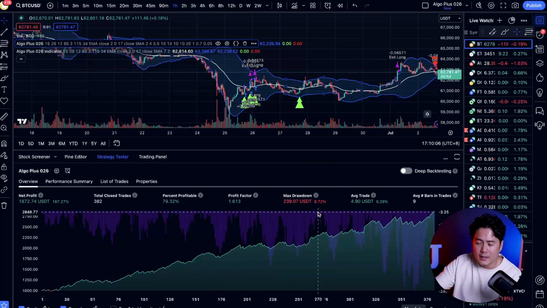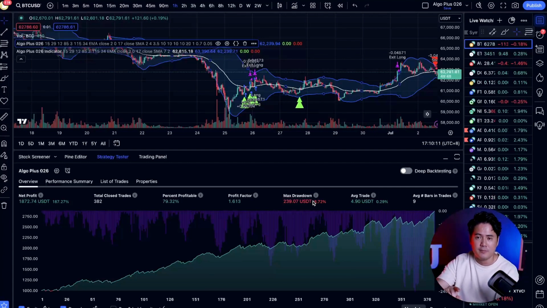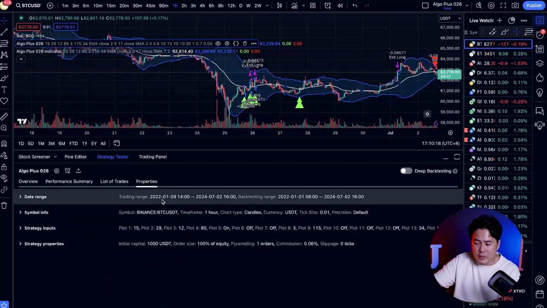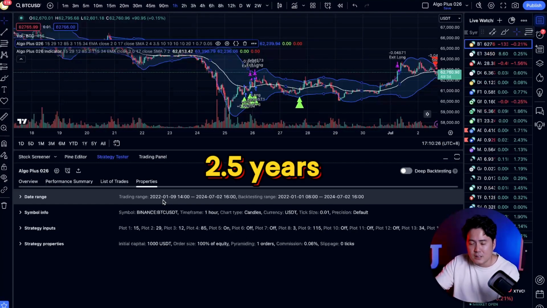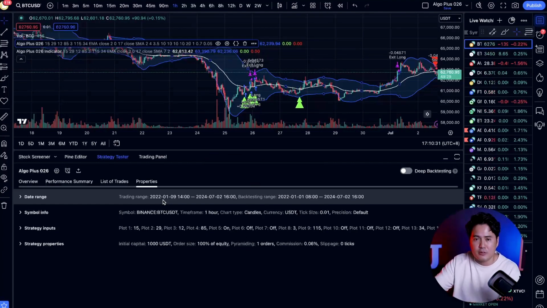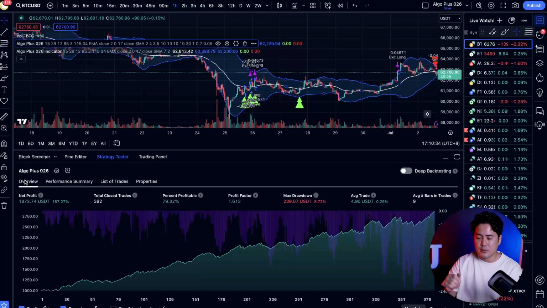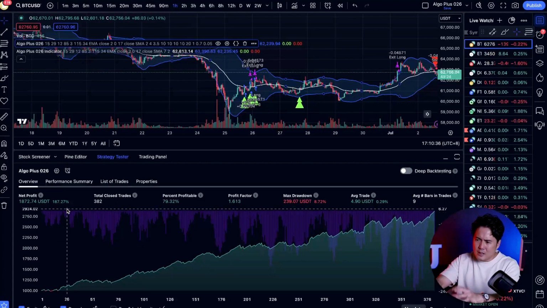Very simple. When you add this strategy into your TradingView, there may be a bit of a difference here because I have a premium account, so I can see a slightly longer time frame. What I can see is from 2022 January until 2024 July, so it's about 2.5 years. So it really depends on what TradingView account you're having right now. Afterwards, about 187% is how much profit I can make, and that's without leverage, because my strategy is always without leverage, correct or not?